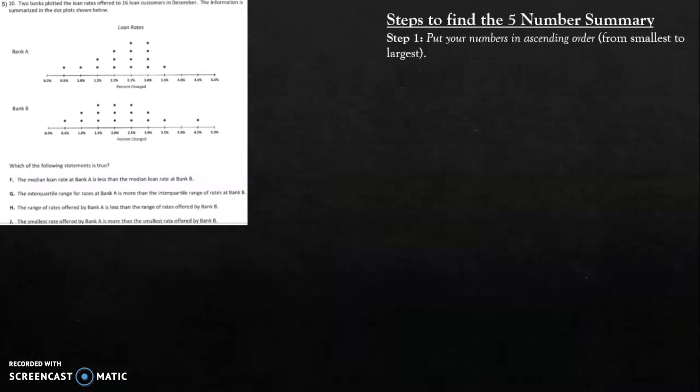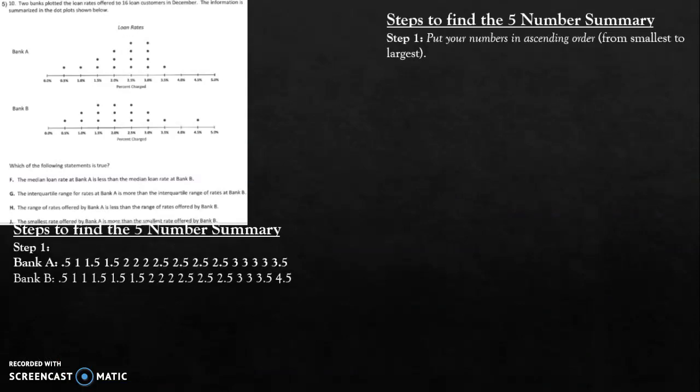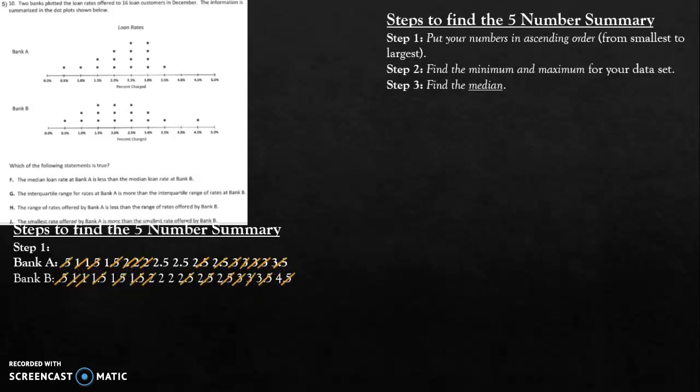So question 5, once again, we're going to do the exact same steps. First, we're going to put them in order from left to right. We have decimals, so be very careful with your decimals. Then we cross out both sides to get our medians. Notice that in both, the two numbers we're using are the same. So your median numbers are just going to be 2.5 for bank A and 2 for bank B.